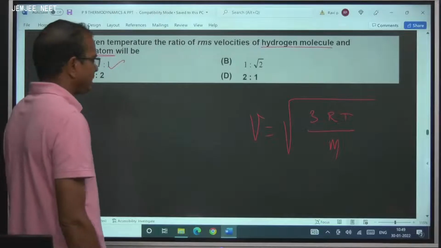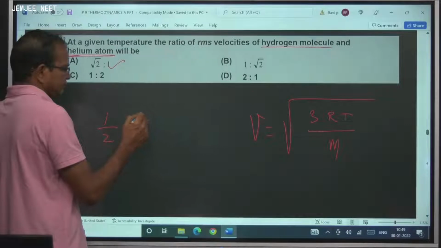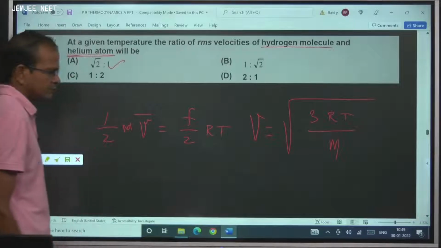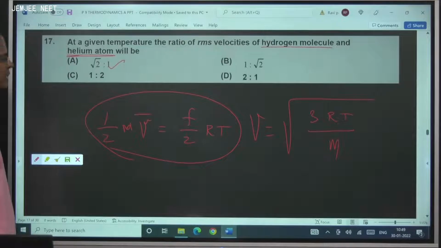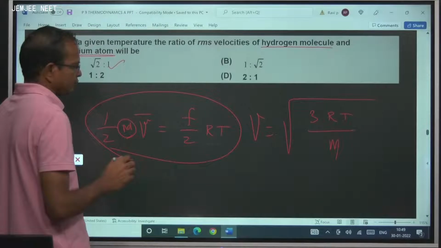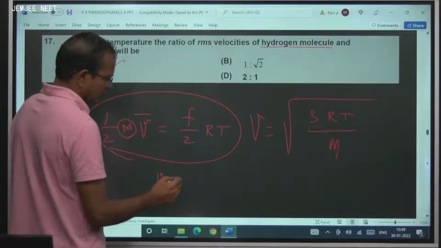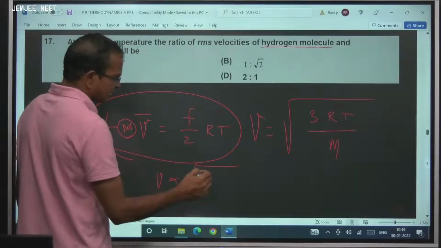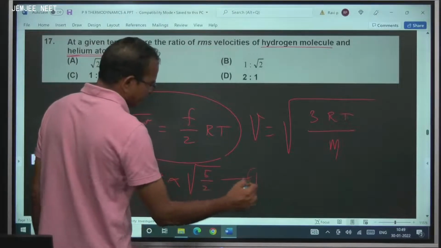Do you have any other formula? Let's first put hydrogen. Hydrogen molecular mass 2, degree of freedom 5. Then V is equal to square root of, right, we can just put the proportion. This becomes 5, this becomes 2. This is equation number 1 for hydrogen.